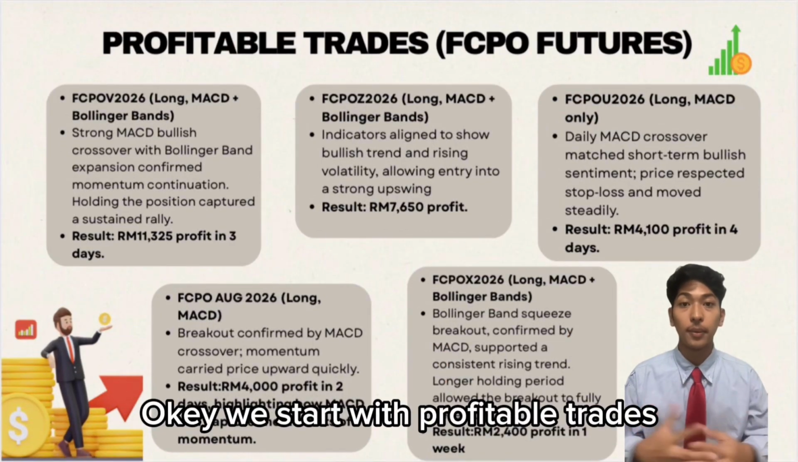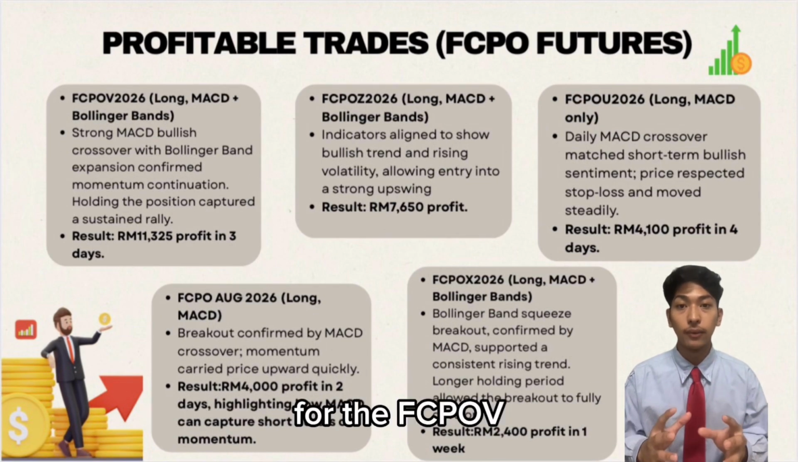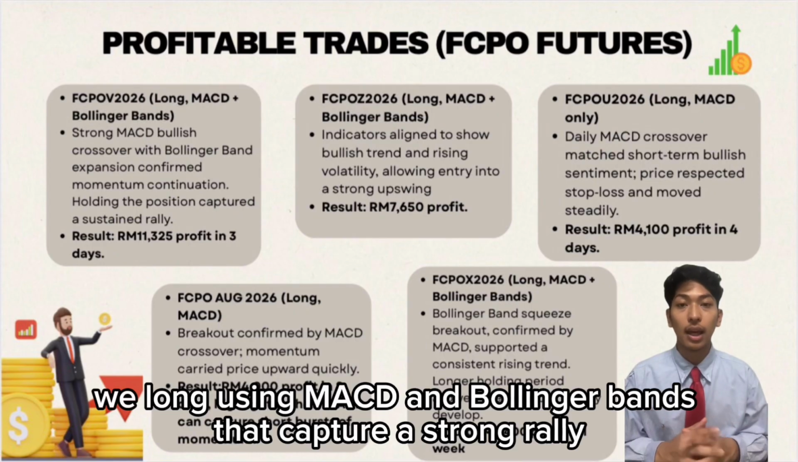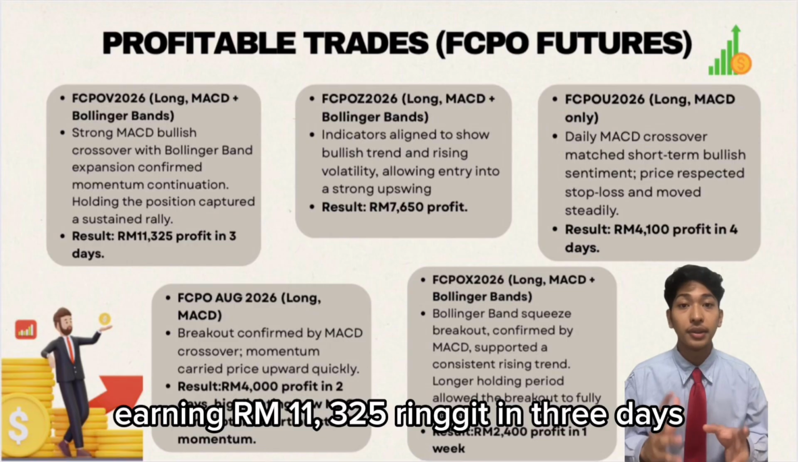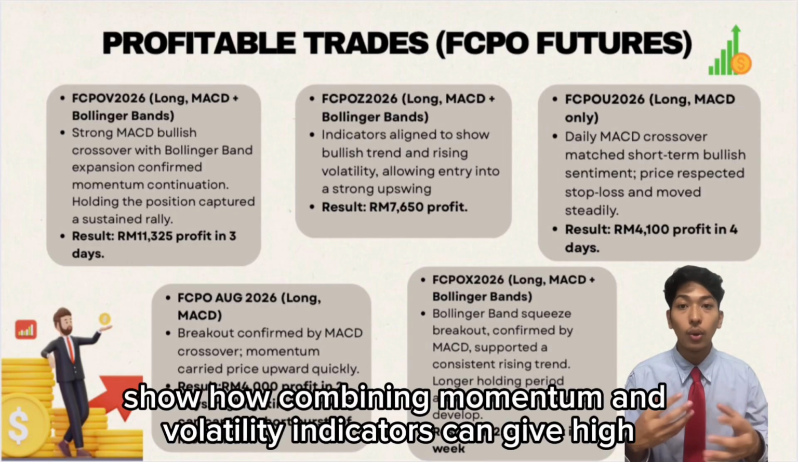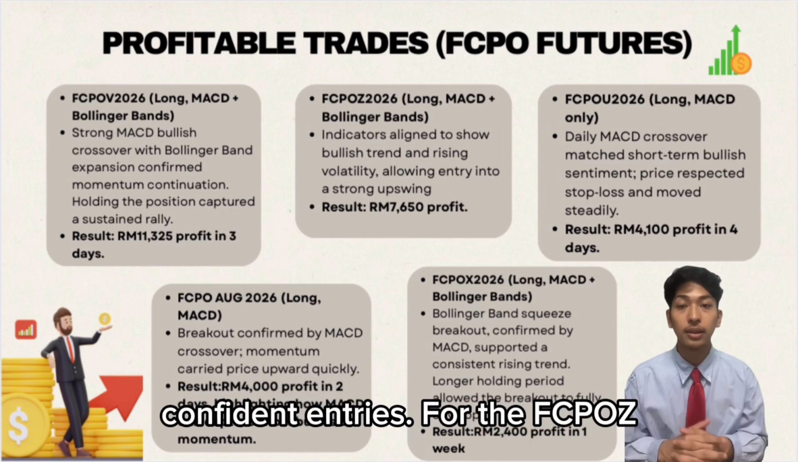Okay, we start with profitable trades. For the FCPOV, we long using MACD and Bollinger Bands that capture a strong rally, earning RM 11,325 ringgit in 3 days. This trade shows how combining momentum and volatility indicators can give high confidence entries.